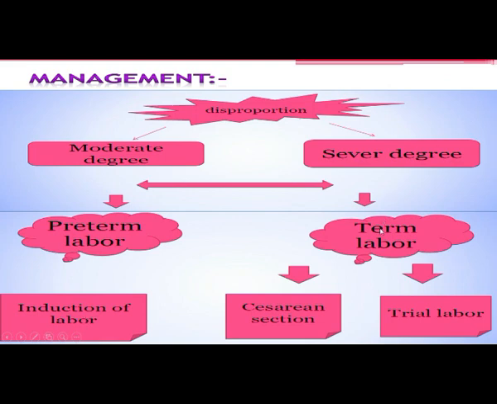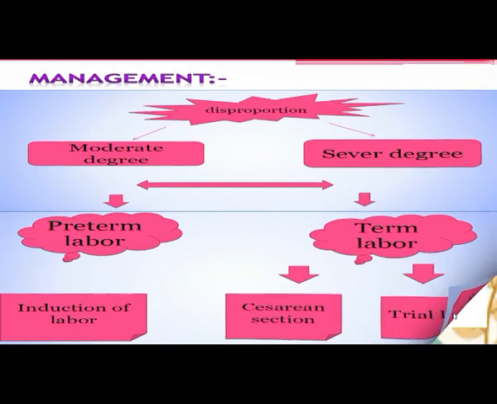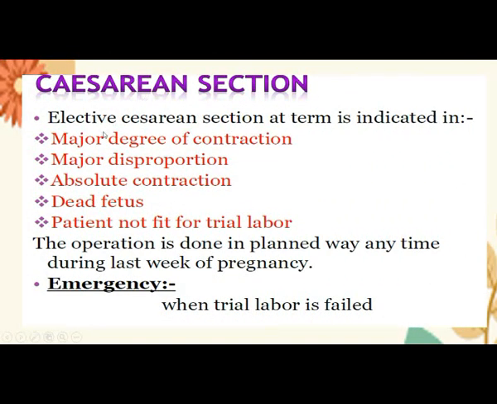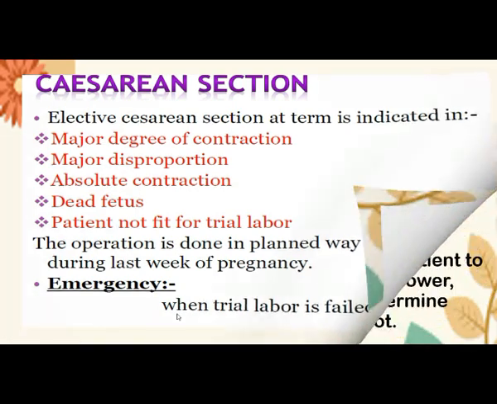In severe degree and term baby, we have to go for either the cesarean section or the trial labor. Elective cesarean section at term is indicated in major degree of contraction, major disproportion, absolute contraction, dead fetus, or patient not fit for trial labor. The operation is done in a planned way any time during the last week of pregnancy. Emergency cesarean is done when the trial labor has failed. This is about the cesarean section.